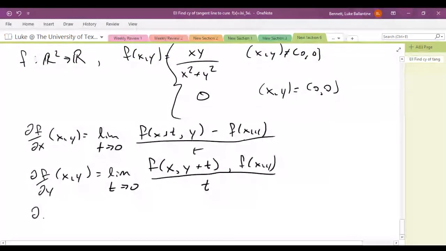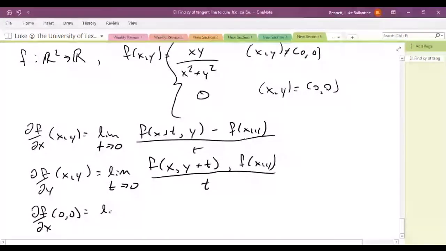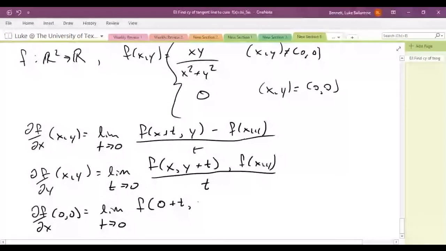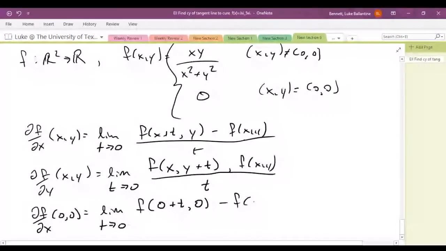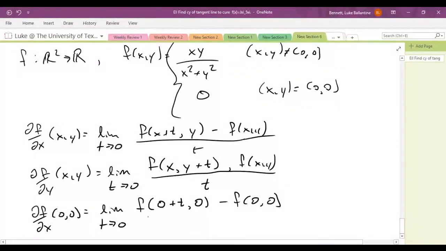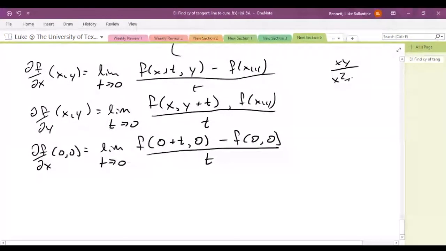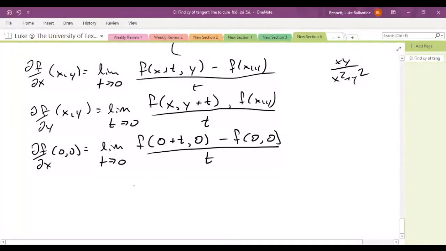Let's examine the partial derivative of f with respect to x at 0, 0. This is the limit as t approaches 0 of f(0 + t, 0) minus f(0, 0), over t. And we have our function xy over x squared plus y squared. So if we plug in 0 plus t, comma 0, this is really just t, comma 0.